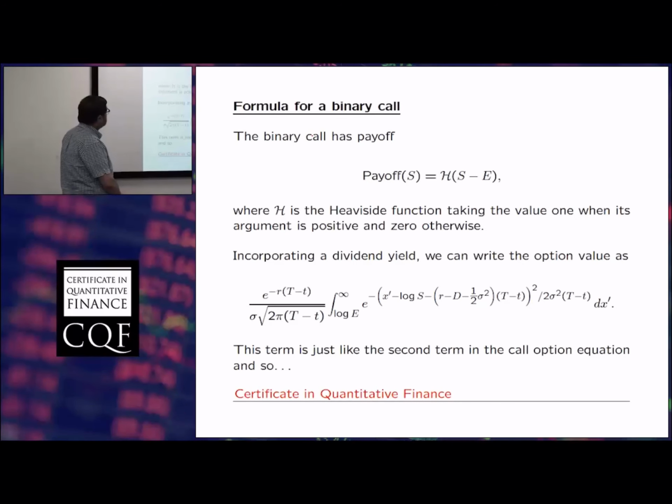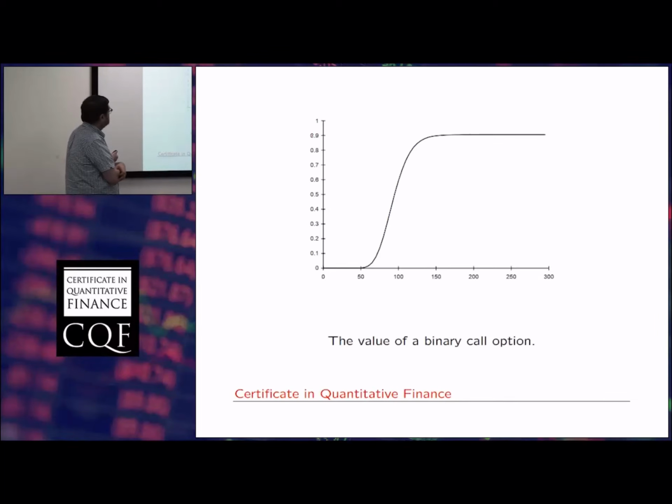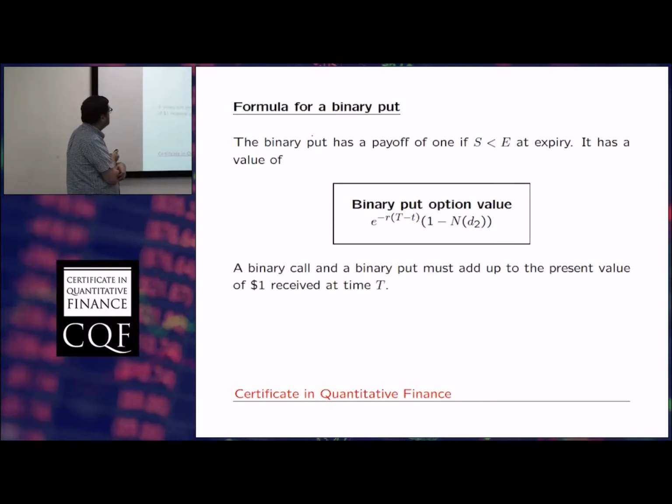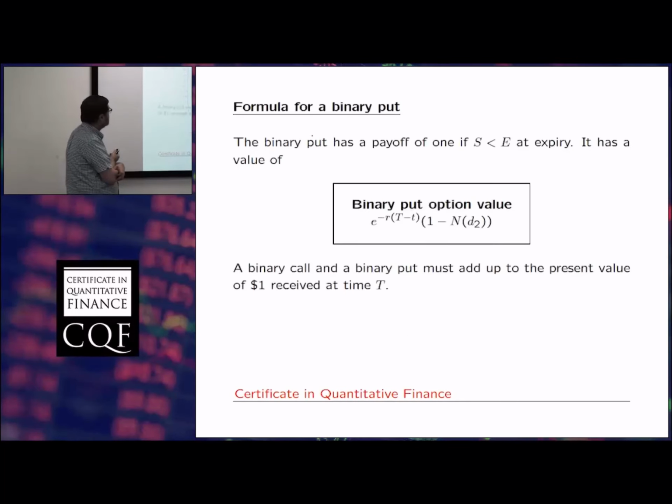Formula for a binary call. Now, I think we talked about binaries in the binomial model. Remember? Whether we call these binaries or digitals, we mean exactly the same thing. So what we have here is the corresponding Black-Scholes prices for binary options, which we went through earlier on. And then we also talked about the put-call parity, didn't we, earlier on, that you get the discounted $1 or £1.